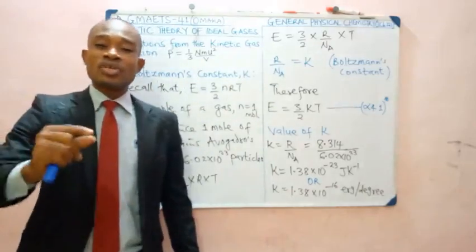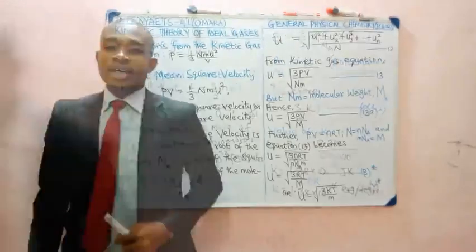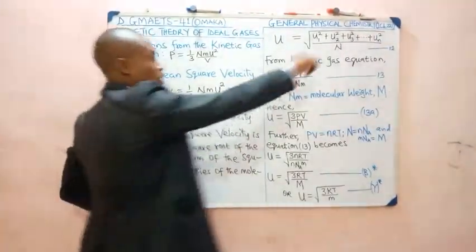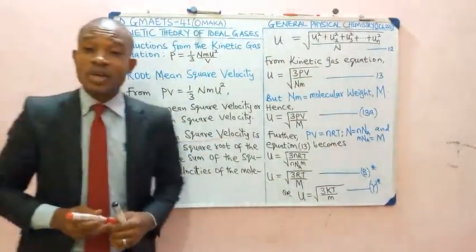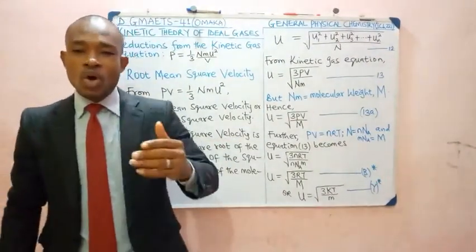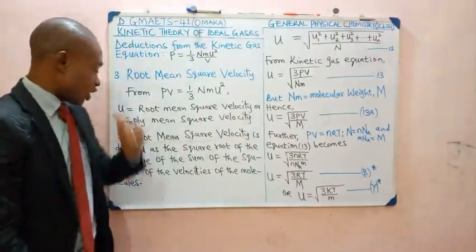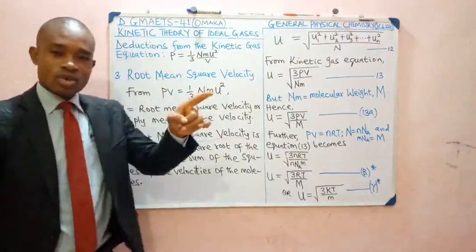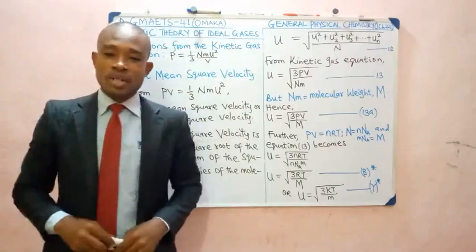In the next video, we are going to derive the root mean square velocity from our kinetic gas equation. We now want to derive the root mean square velocity, but first, we want to start by defining the term. What's the definition of root mean square velocity? It is defined as the square root of the average of the sum of the squares of the velocity of the individual gas molecules. Does the definition make sense?